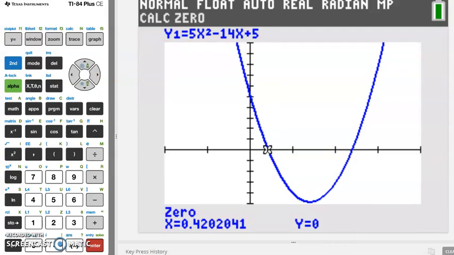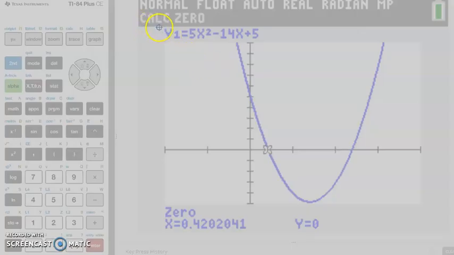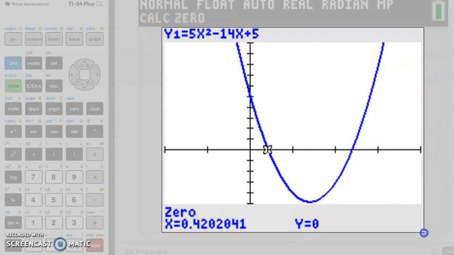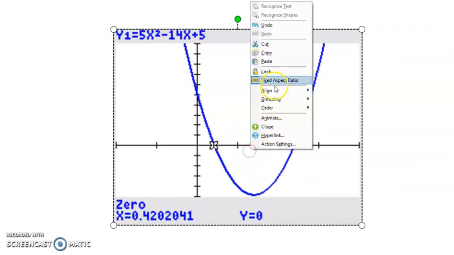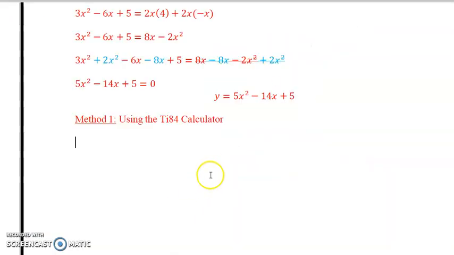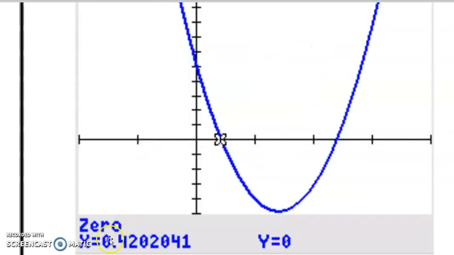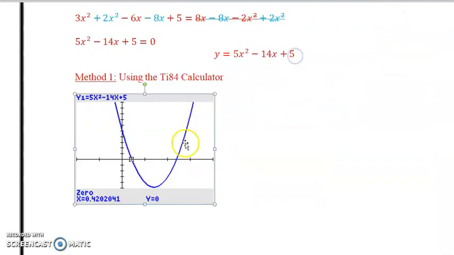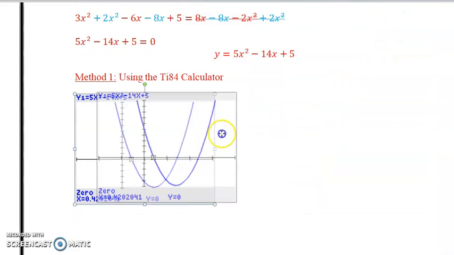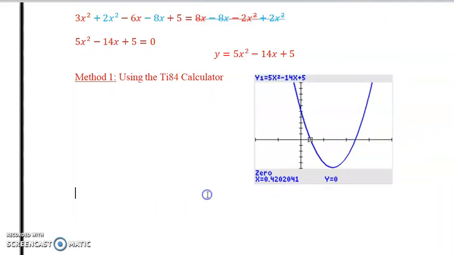So I'll take a picture of that one for our calculator to see what we get. All right. Okay. And you can look at those steps.